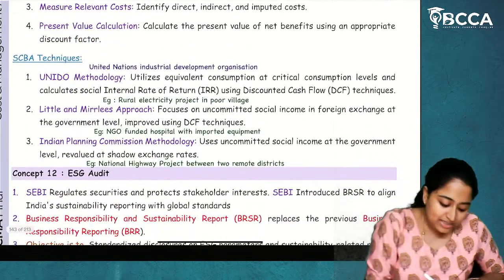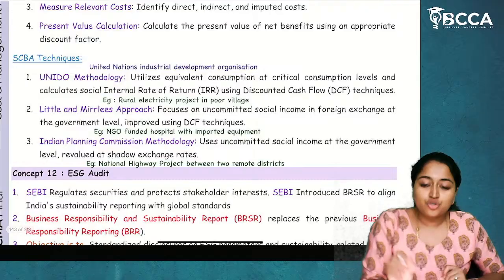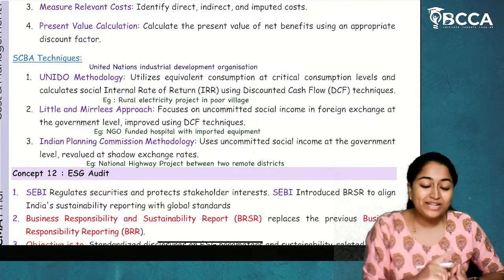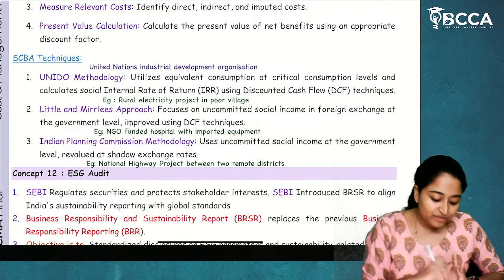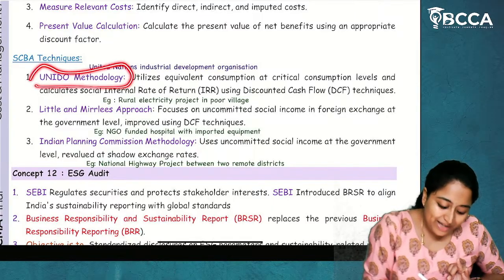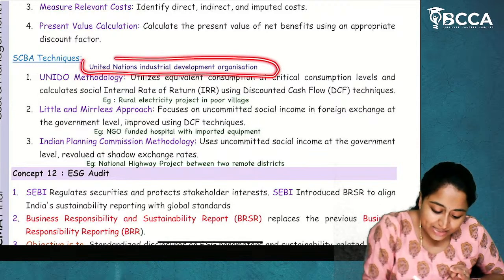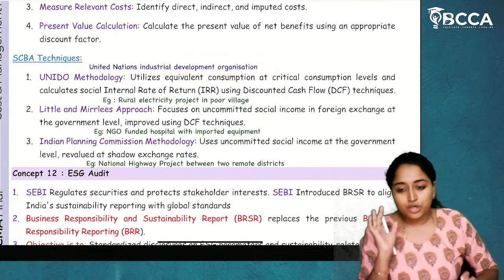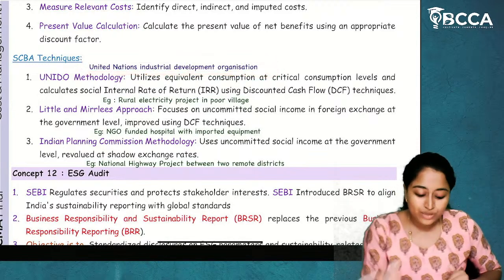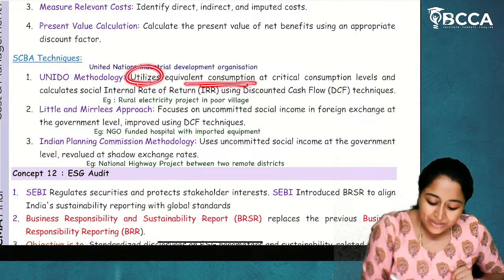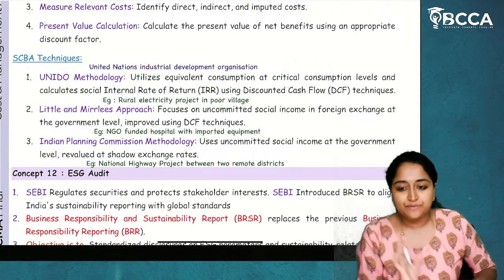For example, see the techniques of doing social cost benefit analysis audit. What techniques can be taken care of? First, they can use the UNIDO methodology, which means the United Nations Industrial Development Organization methodology. Now, how do they analyze? It utilizes equipment consumption at critical consumption levels.